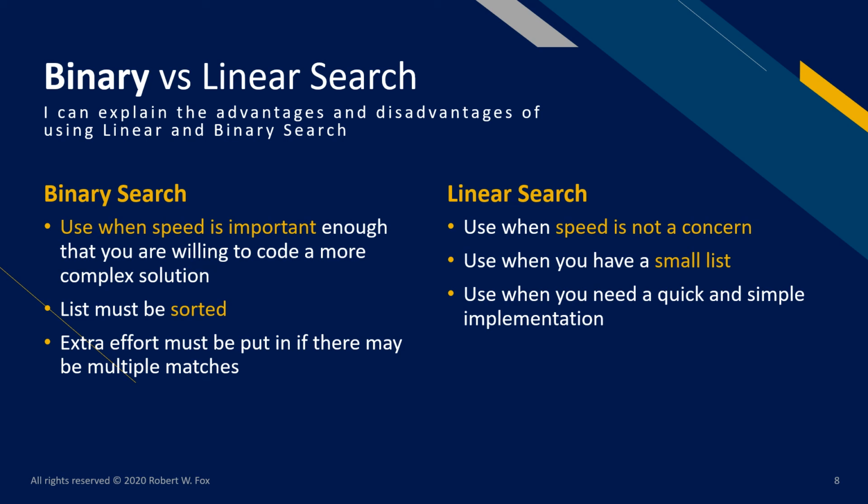And you may have noticed when we searched for the 9 in our list, once it found the 9, it was done. And so if there was more than one 9, if I needed to find all of them, binary search wouldn't do that without putting in some extra effort. So binary search, you have to care enough about speed that you're willing to put in the extra effort to make it work. Linear search, on the other hand, is very quick and easy to implement. So you use it when you're not super concerned with speed, when you have a small list, because with a small list, it's going to be fast no matter what. And of course, when you need a quick and simple implementation.